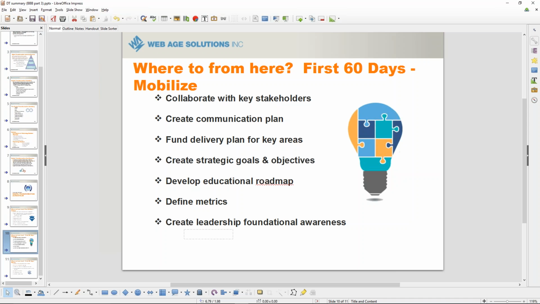Making sure we have funding to do what we want to do needs to happen early in the 60 days. Figuring out our goals and objectives is important. Figuring out who needs to learn what, and how they're going to learn it. An educational roadmap is a big deal here. How are we going to measure success? Again, that's central. If we're going to do this in an organization, organizations generally aren't willing to pay for stuff unless they can see stuff in motion.